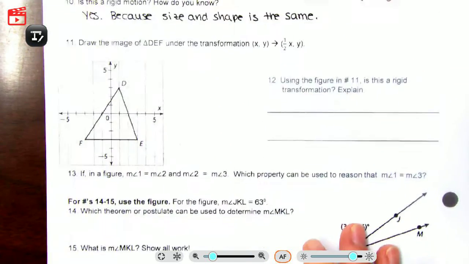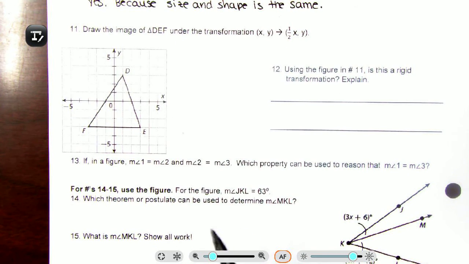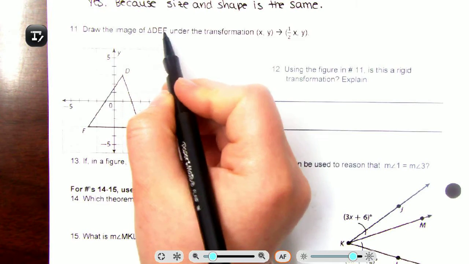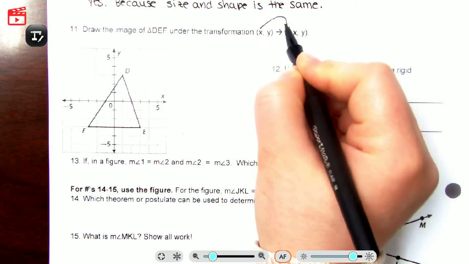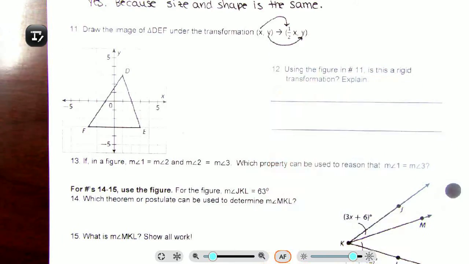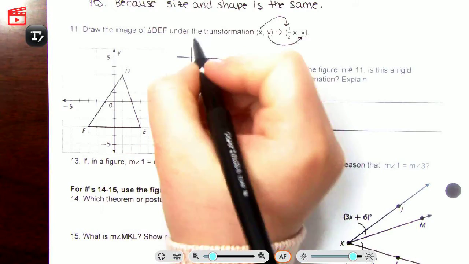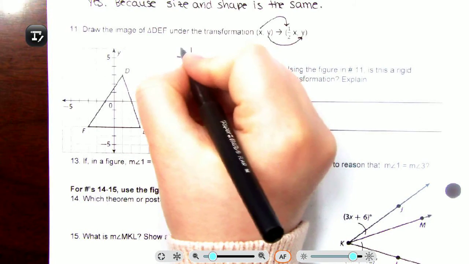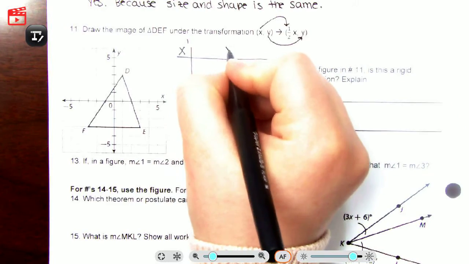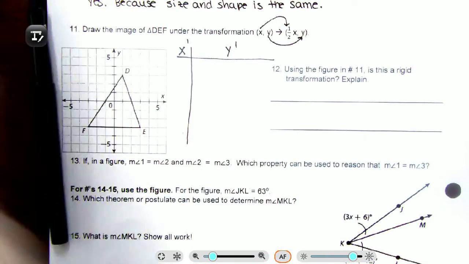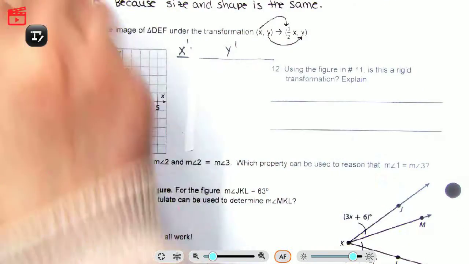All right, let's move on to number 11. Draw the image, so again, after it's been transformed, of triangle DEF under the transformation. So here's your rule. So this is what happens to your X values. This is what happens to your Y values. So you're going to do a T-chart. Here is your X prime. Here's your Y prime. And I actually did my table a little bit off-centered. So let's put this line here.